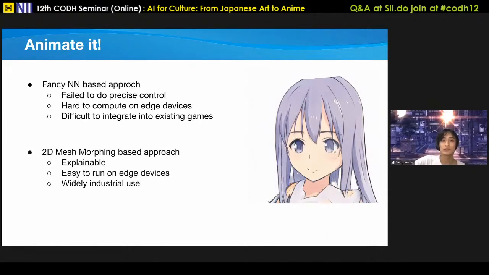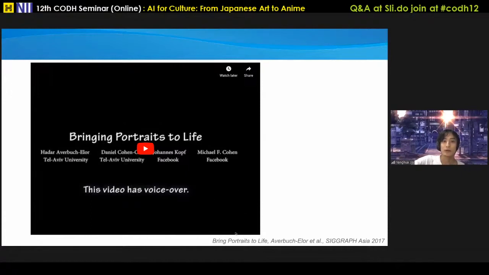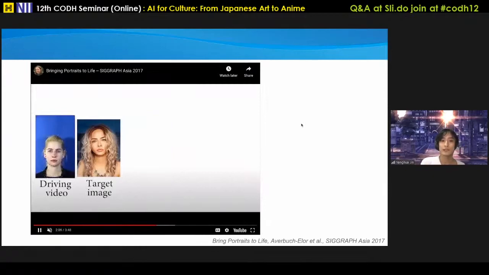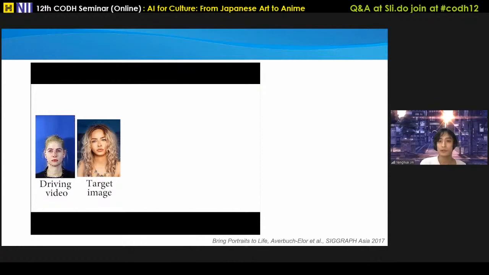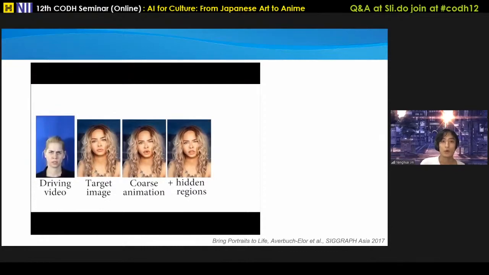Another approach is to use 2D mesh triangulation and morphing. Actually, this kind of method has already been widely used in the game industry. It's totally expandable and controllable. Even on low-end smartphones, morphing animation can be rendered very smoothly. Let's first look at an interesting paper called Bringing Portraits to Life, which was published in SIGGRAPH Asia 3 years ago. They used a reference video to get optical flows and applied the optical flows to the target facial key points. After that, they morph the triangulated meshes to follow the movement.